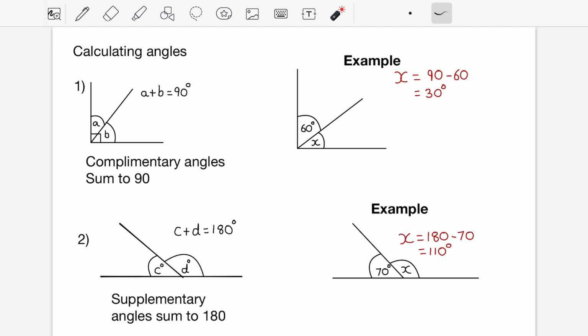Number 2, we have supplementary angles. These sum to 180 degrees. So C plus D will give you 180 degrees. So here we have an example. 70 plus some number will give you 180. So 180 take away 70 will give you the missing angle, x, which is 110. 70 plus 110 is 180.